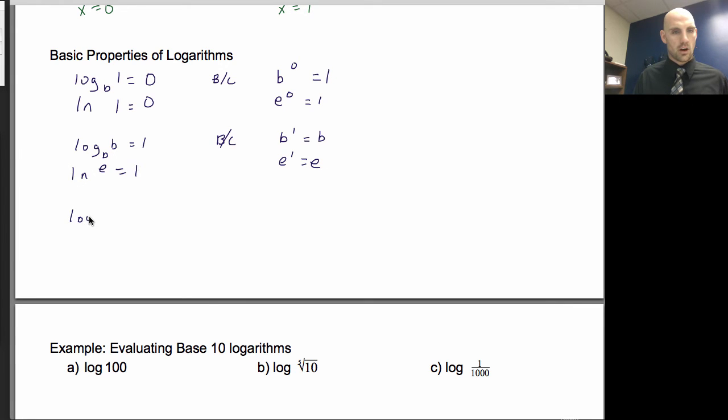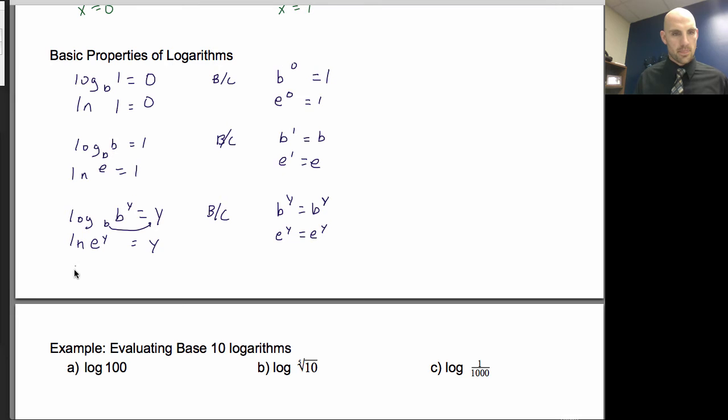Next one, log base b of b to the y power is equal to y, because if I bring it around the horn, b to the y equals b to the y. Because it simplifies to a true statement. The natural log of e to the y power is equal to y. For the same reason, e to the y is equal to e to the y.